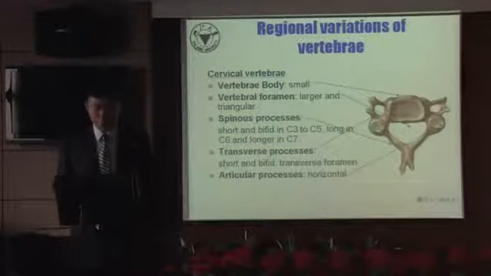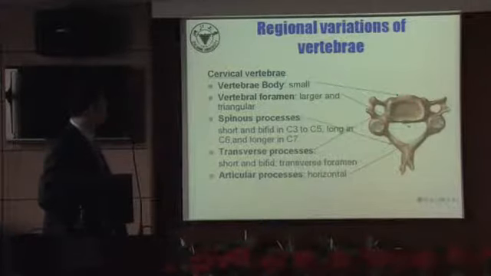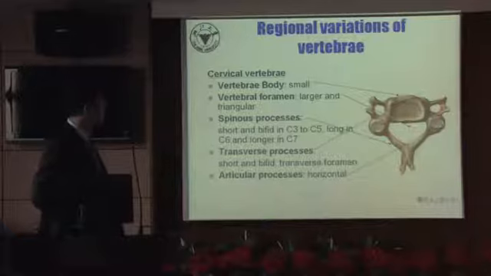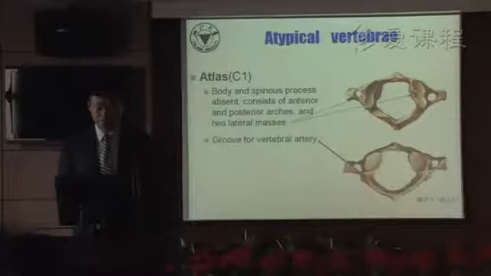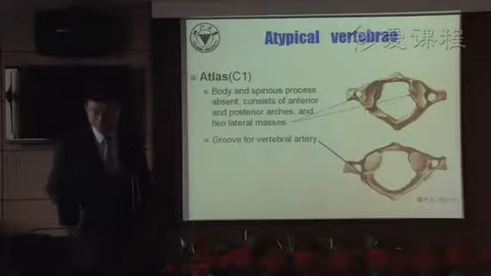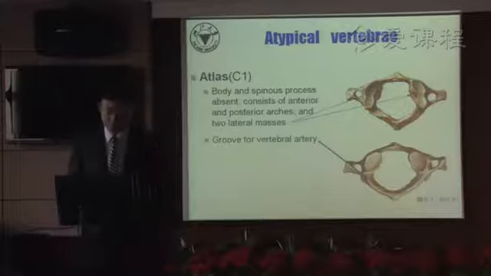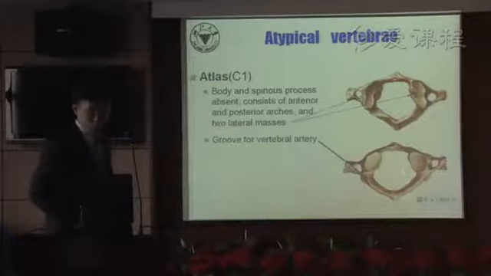Regional variations of vertebrae. This is the cervical vertebrae. Vertebral bodies small, vertebral foramen larger and triangular. Spinous processes and transverse processes short and bifid, articular processes horizontal. Atypical vertebrae: atlas, C1. Now we can see the two lateral masses. Body and spinous process are absent; it consists of anterior and posterior arches. These are grooves for vertebral arteries.